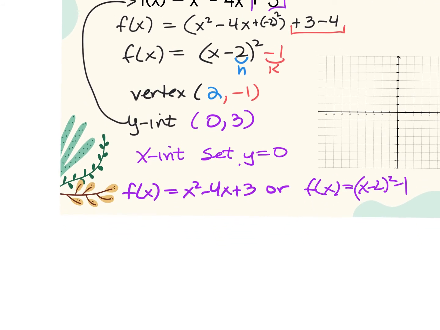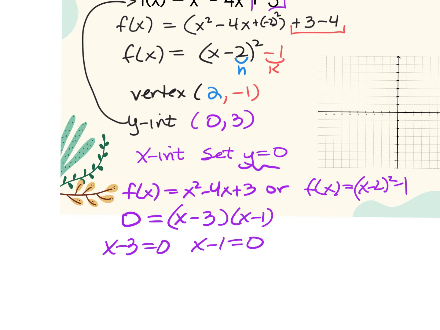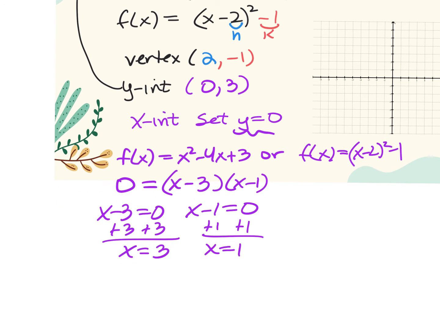So again, I'm setting y equal to 0, which is really the f of x. So I'm going to put a 0 here. I'm going to factor this. It's factorable. If it wasn't factorable and you use the original, then you'd have to use the quadratic formula or completing the square. But because it is factorable, it'll be x minus 3, x minus 1. Set each factor equal to 0. This is one method you could use to find the x-intercepts. I get x equals 3, and x equals 1. So my x-intercepts, by using the original, would be the ordered pairs 3, 0 and 1, 0.